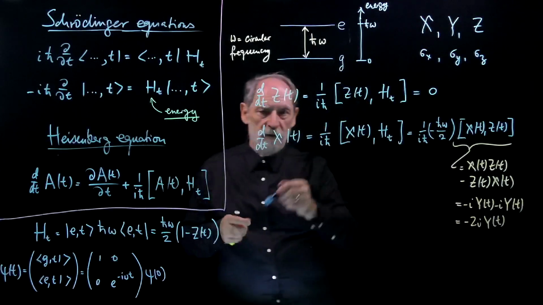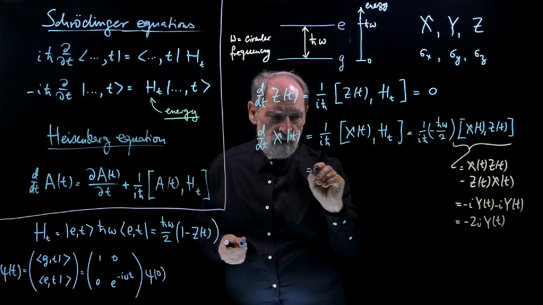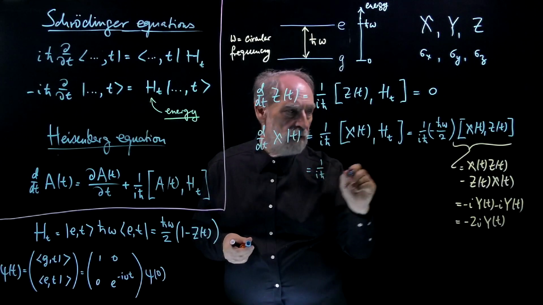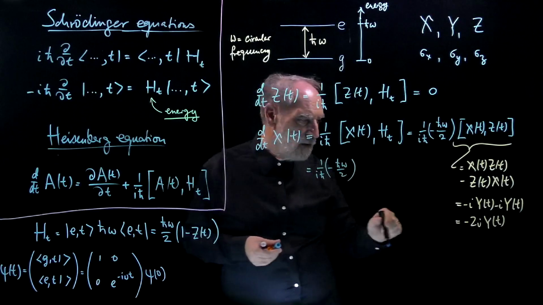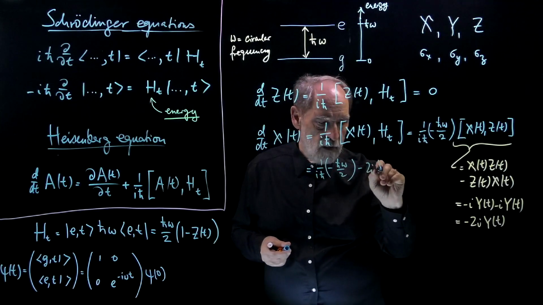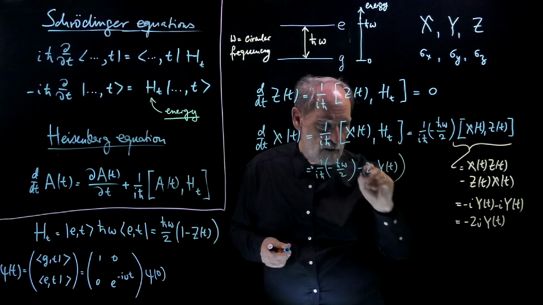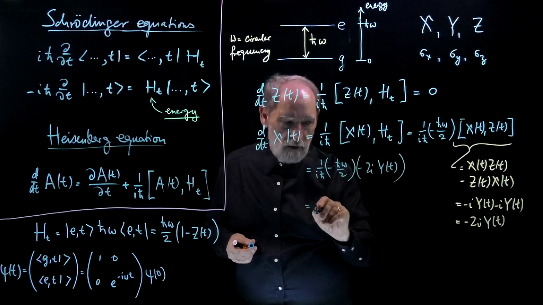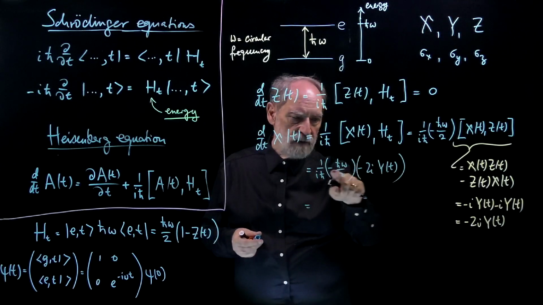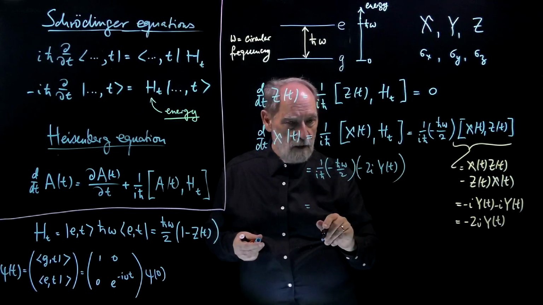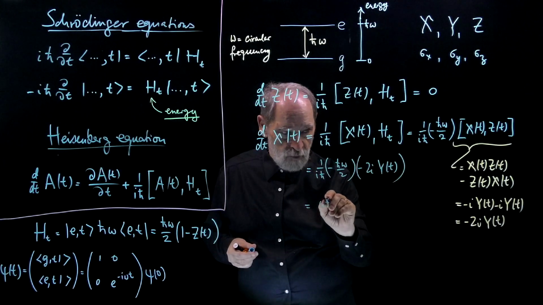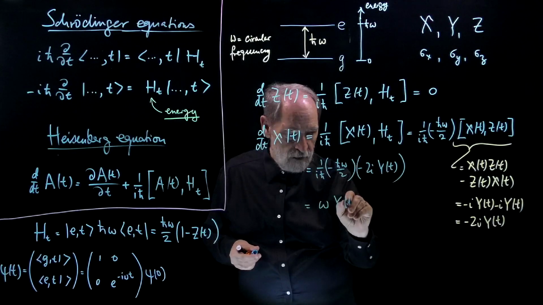So this time derivative of x is 1 over I h bar, minus h bar omega half, and then negative 2i y at time t from the commutator. So cleaning up, minus signs cancel, 2i cancel, h bar cancels. All that is left is omega and y of t.